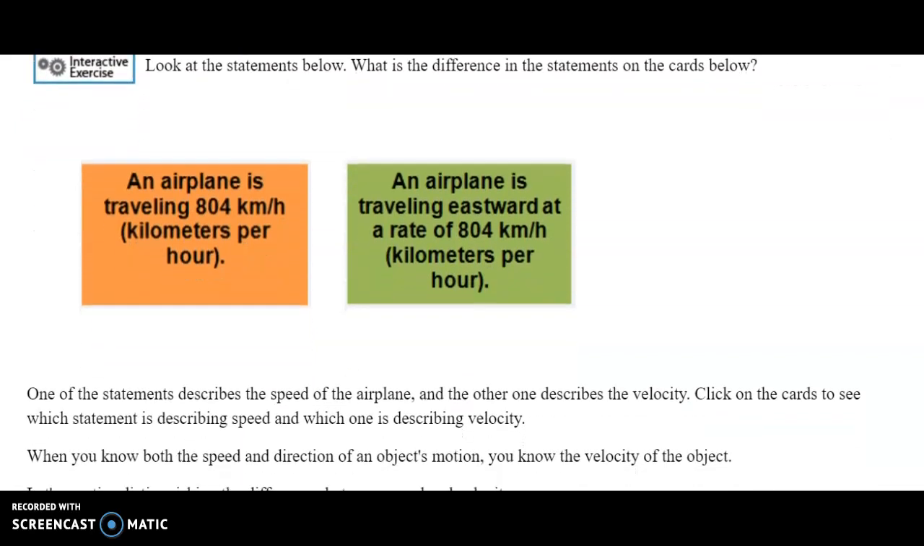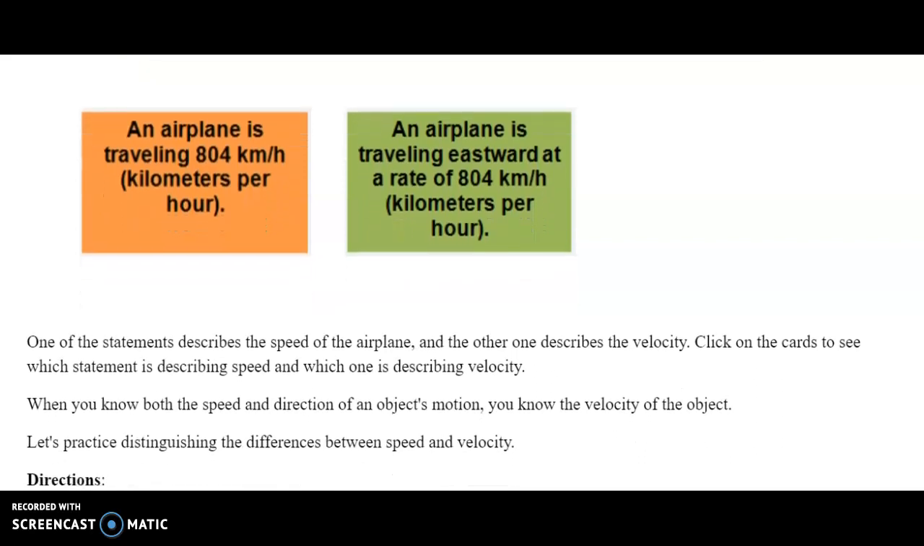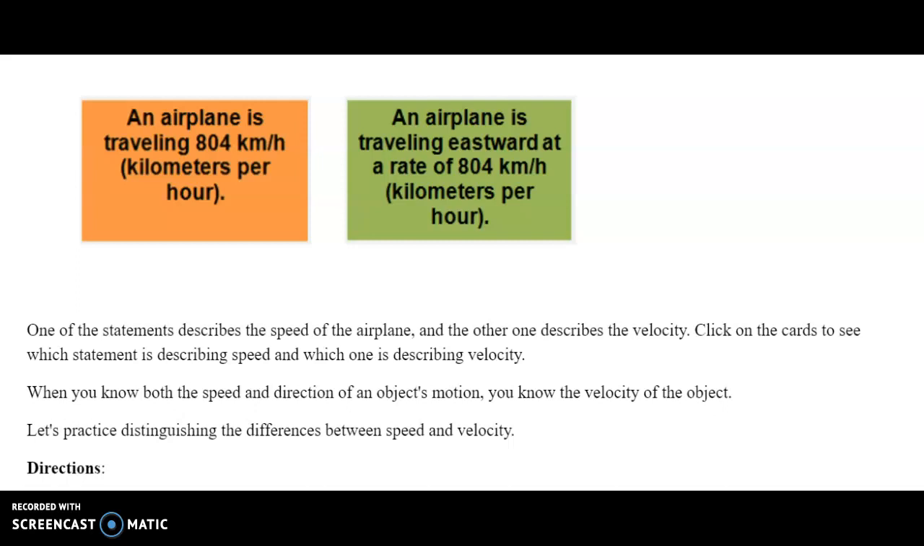An airplane is traveling 804 kilometers per hour. An airplane is traveling eastward at a rate of 804 kilometers per hour. One of the statements describes the speed of the airplane and the other describes the velocity. We can click the cards to see which statement is describing speed and which one is describing velocity.